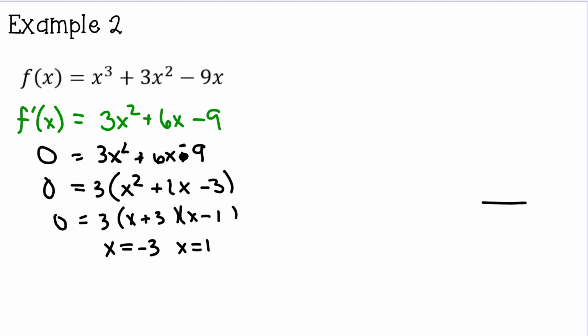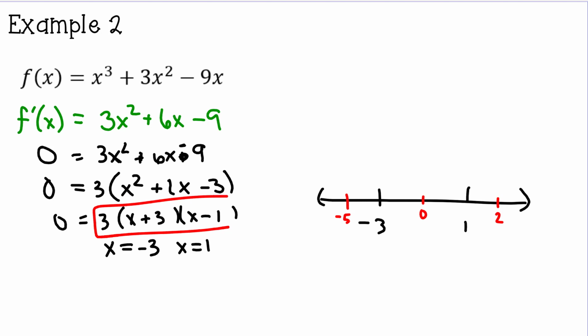So when I set up my number line over here, I'm going to put negative 3, I'm going to put 1. And then again, I test a number in each interval. I usually write down the numbers that I'm testing, but you don't really have to. So before negative 3, I'm testing negative 5. In this interval, I'm testing 0, and in this interval, I'm testing 2. So when I plug negative 5 in, I always check it in the factored form. So in this form here.